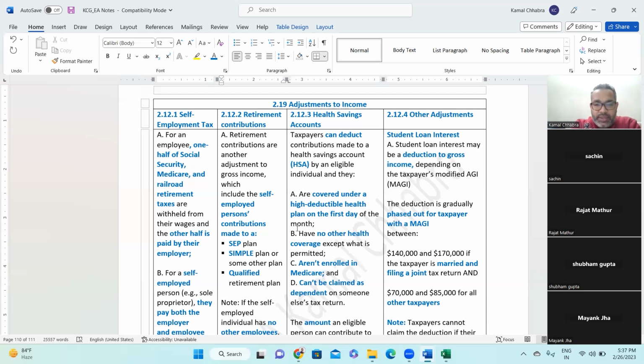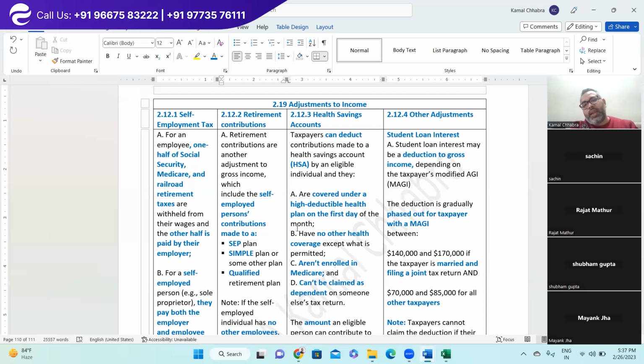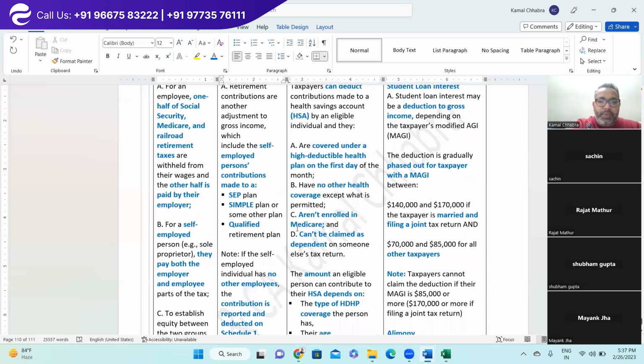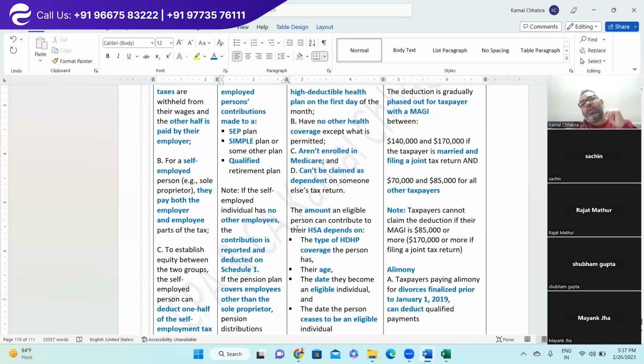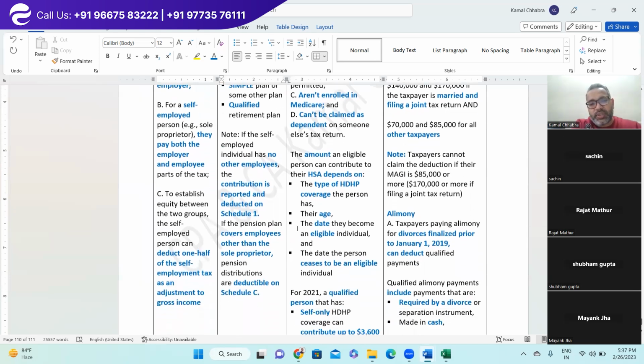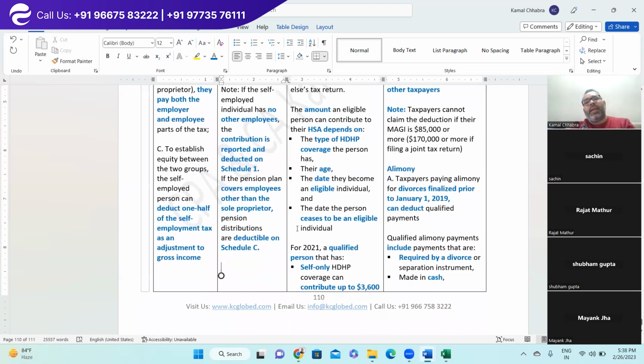So in this, eligible individuals are covered under the high deductible health plan on the first day of the month, have no other health plan coverage except what is permitted, are not enrolled in Medicare, and can't be claimed as a dependent on someone else's tax return. So all these conditions need to be satisfied. Then the amount an eligible person can contribute to the HSA depends on the type of HSA, the age of the individual, the date they became an eligible individual, and the date the person ceased to be an eligible person.